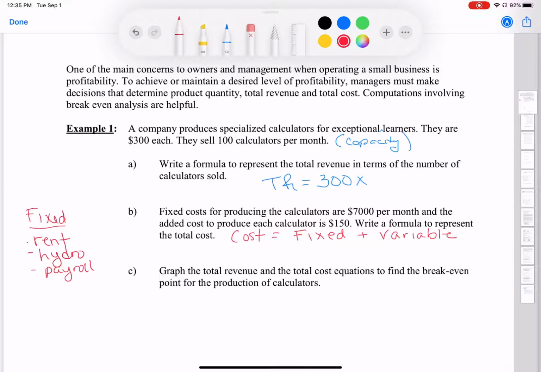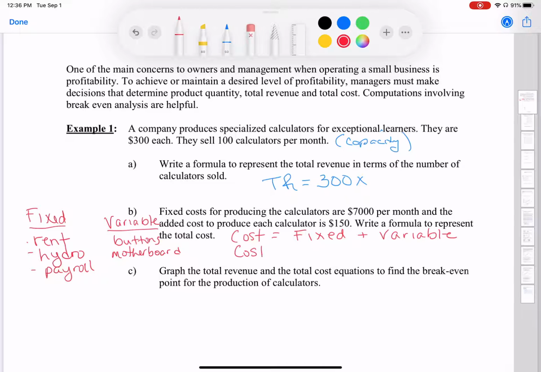And then the second are variable costs. Now, variable would be the buttons on the calculator and the motherboard that goes into this calculator. So every time we build a calculator, we have to buy that particular product, its buttons and its motherboard and its casing and all of those things. So this variable cost changes depending on how many calculators are actually produced.